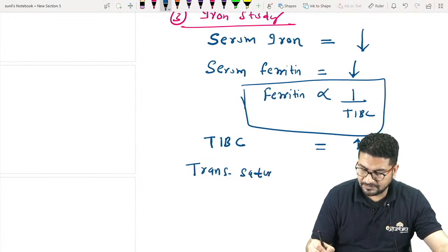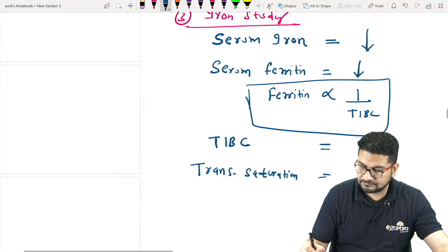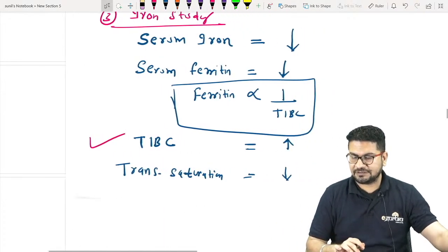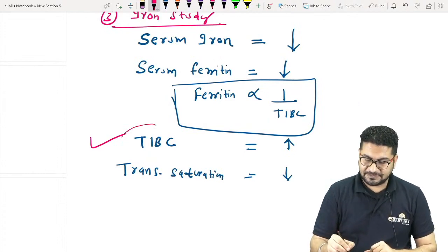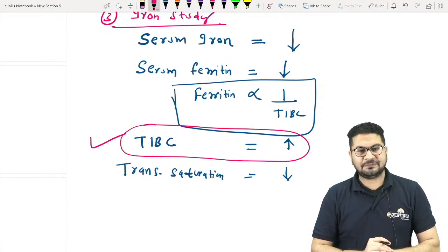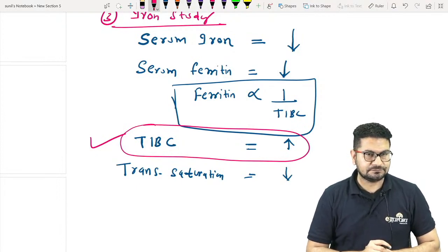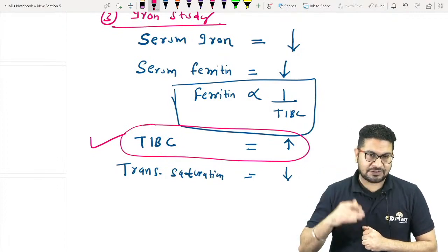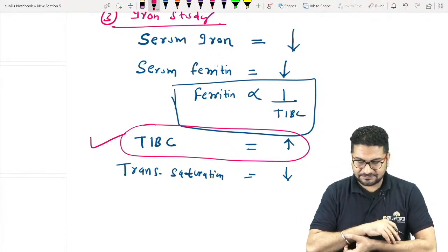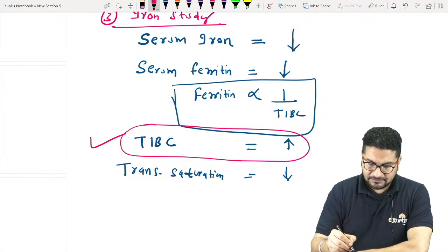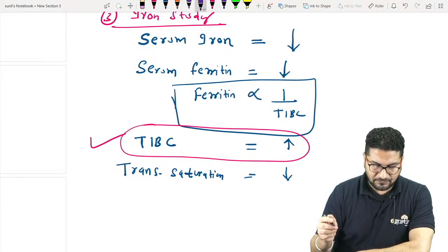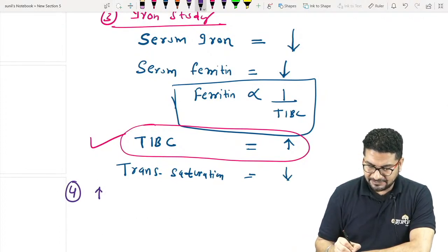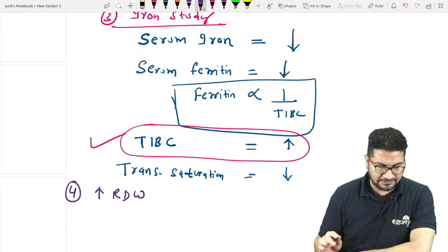So what you have to remember in iron study: only TIBC is increased, all others are decreased. Total iron binding capacity is increased, all others are decreased. Later on I will try to confuse you, because these are the questions they ask in exams. If I say what else you can notice, I told you before, you can see anisopoikilocytosis, so you will see RDW is increased, red cell distribution width will increase.